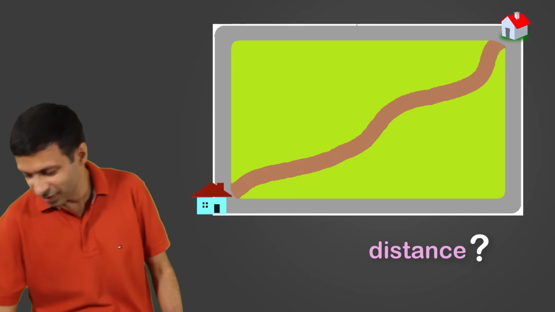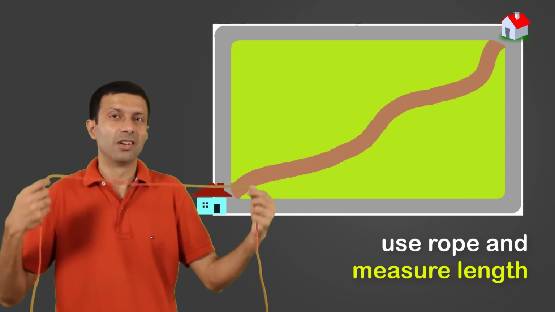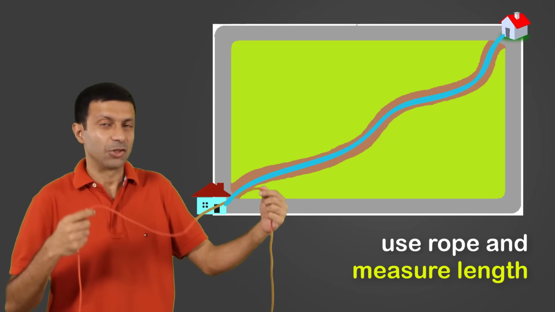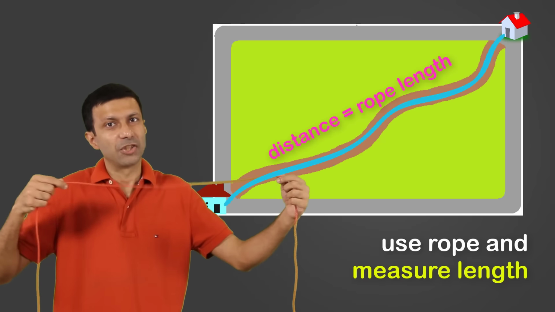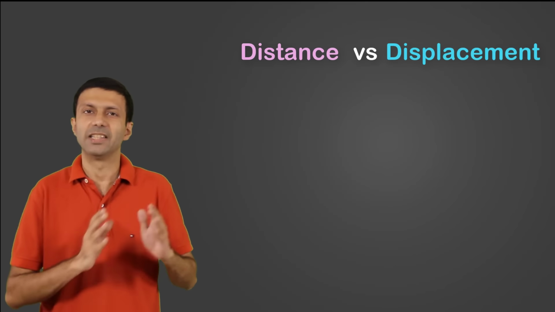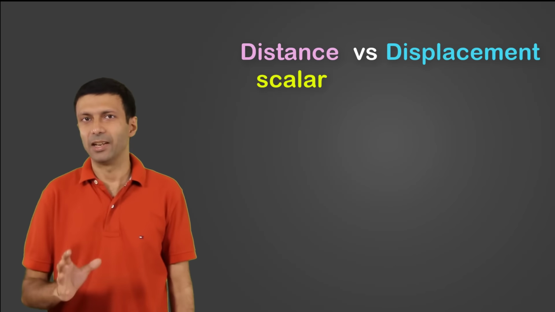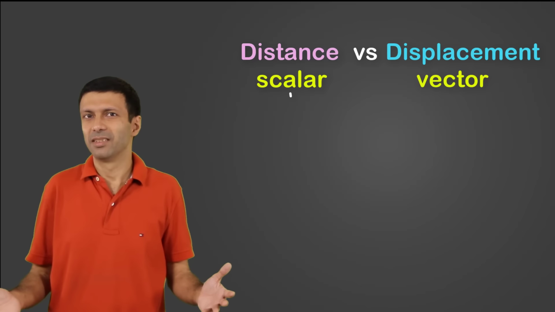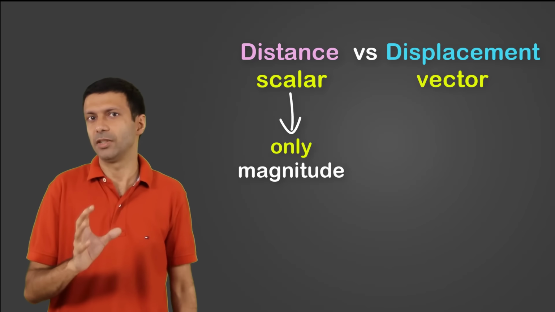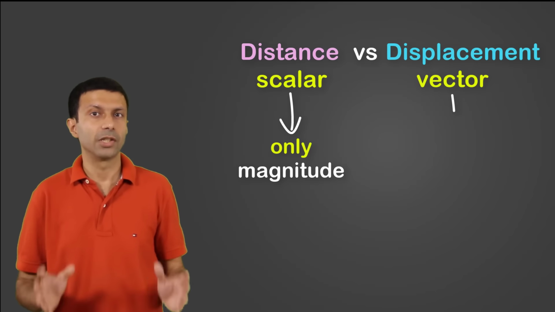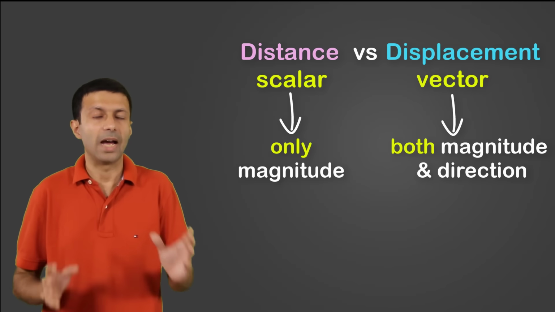So one thing you can do is, you can take the help of a rope. If you place a rope along that curved path as you walk, and then measure the length of the rope, that will give you the distance. There's one more important difference between distance and displacement. Distance is a scalar quantity, while displacement is a vector quantity. Now, what do these terms mean? Scalar means it has only a magnitude, so only a value, but no direction. And vector quantity means it has both magnitude and direction.